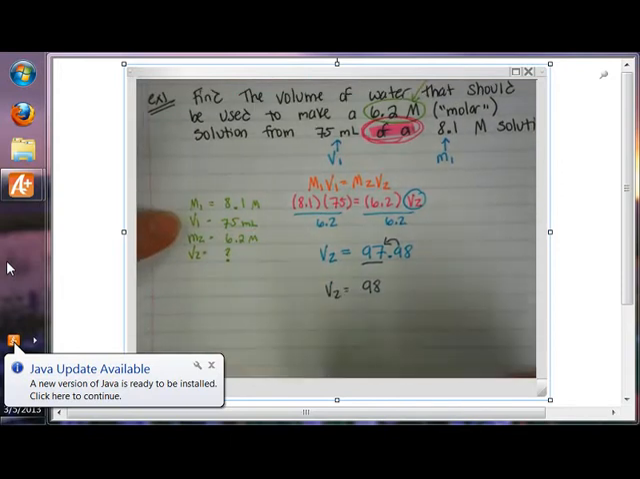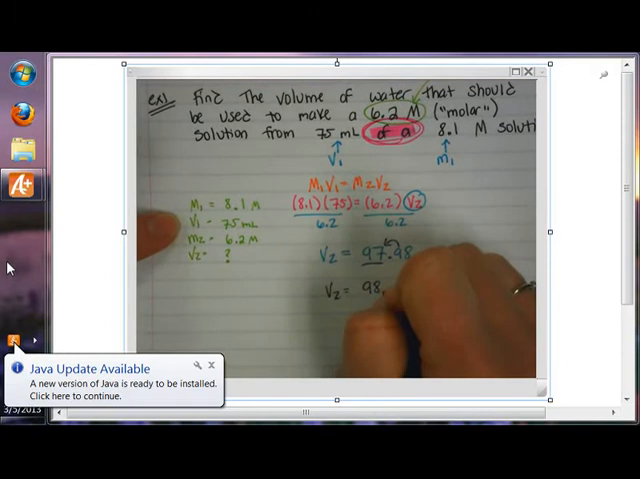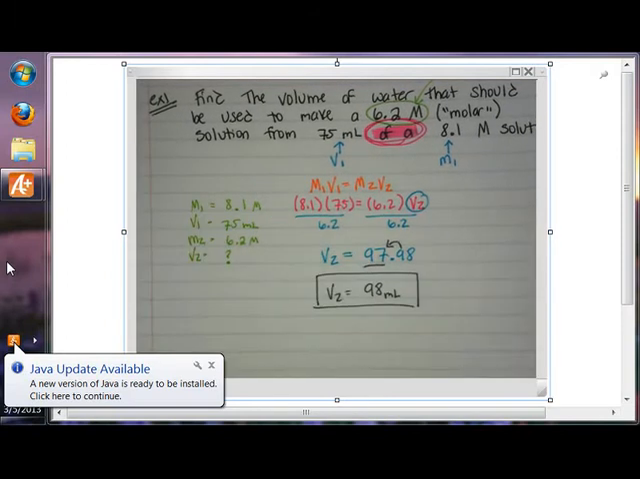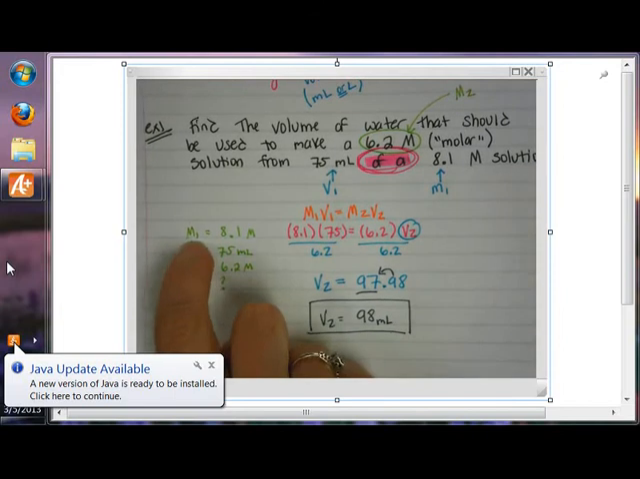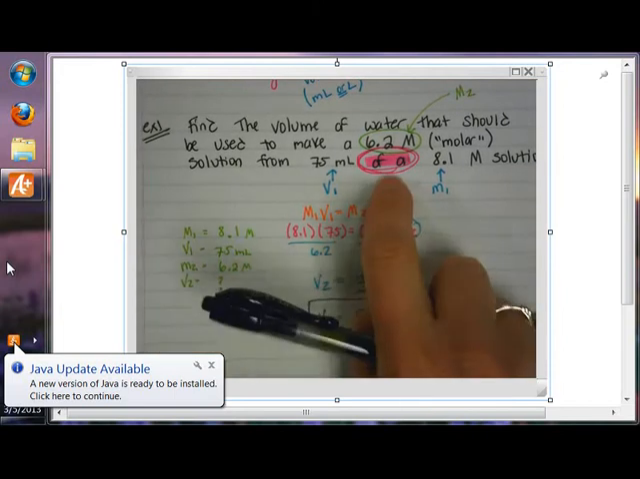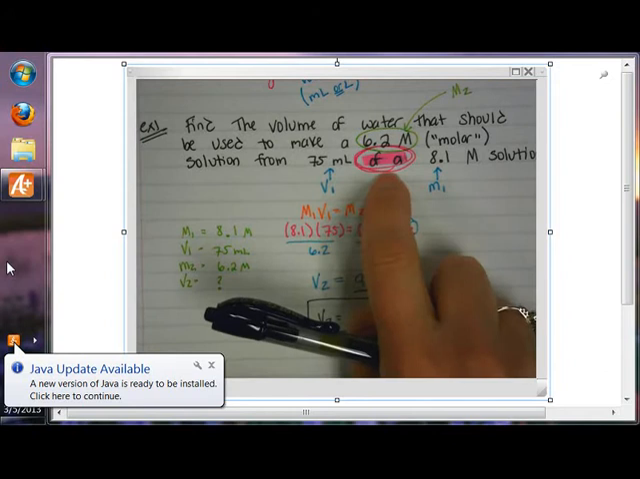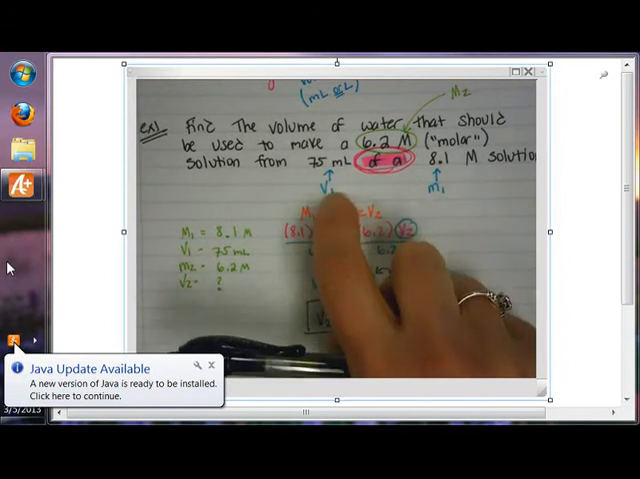So once again, in working these problems, the key to figuring out which ones are your M1 and your V1 is looking for this of. Milliliters is your V1, the 8.1 molar is your M1. Whatever is left over is your 2.